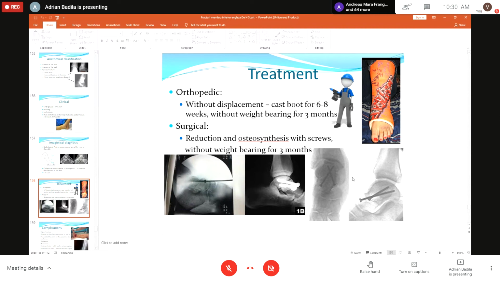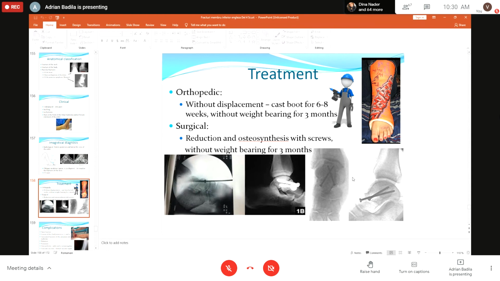The image in the middle is a fracture of the body of the talus. It's a post-operative image after reduction and osteosynthesis with screws. Because the talus is surrounded by other bones, by the tibial pylon, by the peroneal malleolus, by the calcaneum, and the navicular bone, it is very difficult to approach this bone.